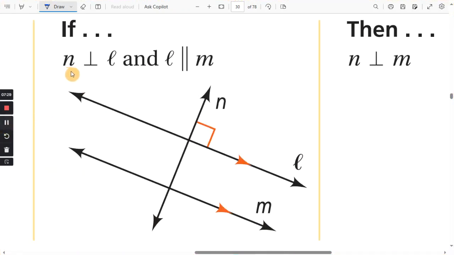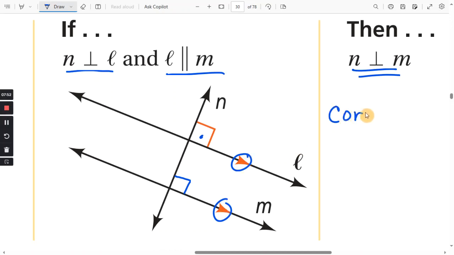All right, if N is perpendicular to L, so here's N, here's L, it makes a right angle, and L is parallel to M, then N is perpendicular to M. So if there's a right angle here, there's going to be one here as well. And why is that? Because once these are parallel, we know that corresponding angles are congruent. So if there's a right angle here, there's also going to be one right there, as long as these lines are parallel.